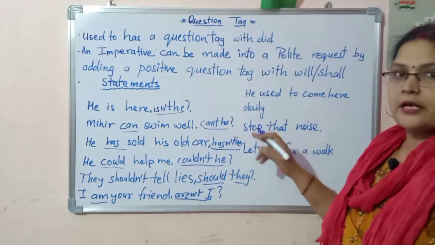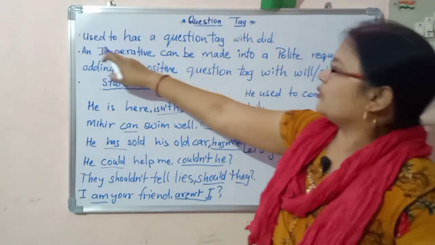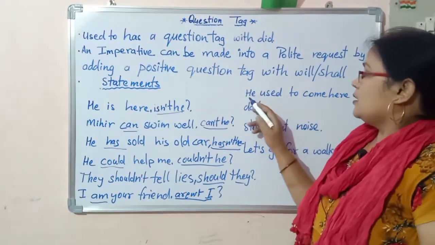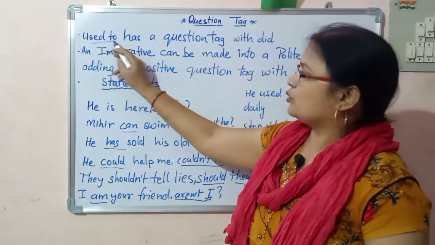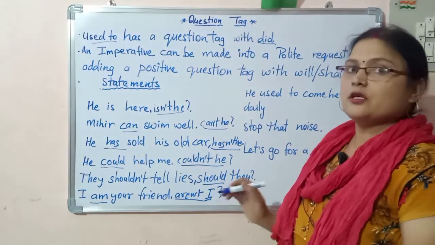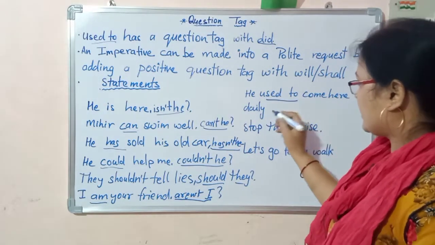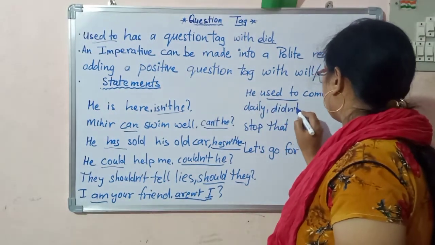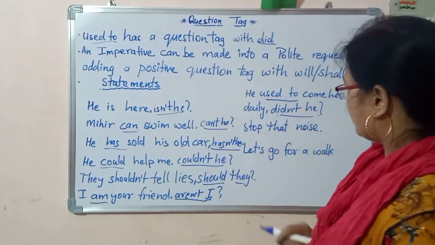Next statement: he used to come here daily. Already I told you, used to. A statement here you can see. We use did with used to. We don't repeat used to. So here what can be there? Used to is a positive statement, so the tag should be negative. How do we write? Didn't he? It is the question tag. Did is used for used to.